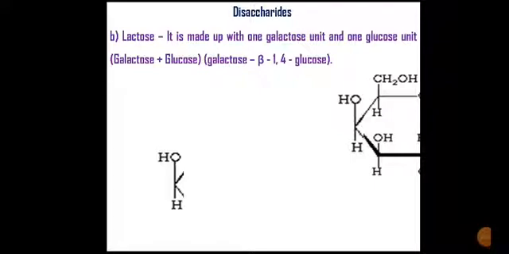Last time we have been discussing the structure of disaccharides. We have discussed the structure of maltose, which is made up of two glucose units, glucose plus glucose, which involves an alpha 1,4 linkage.